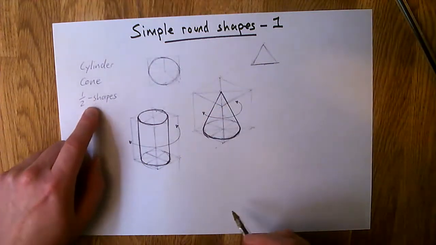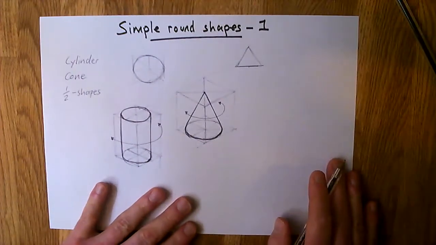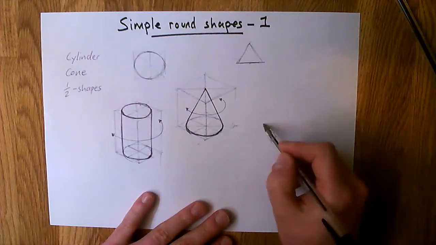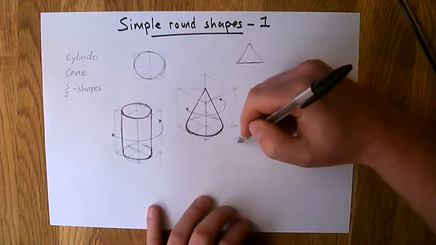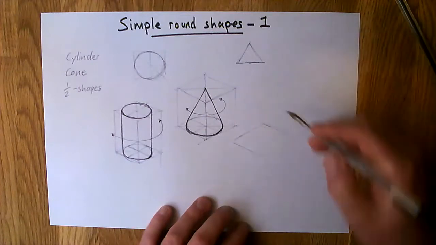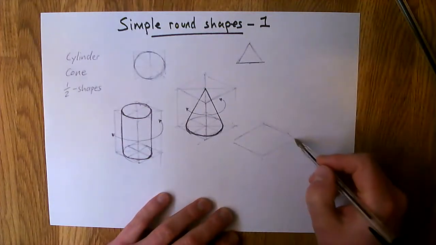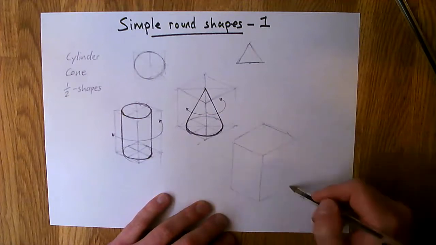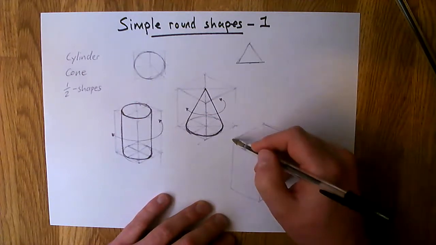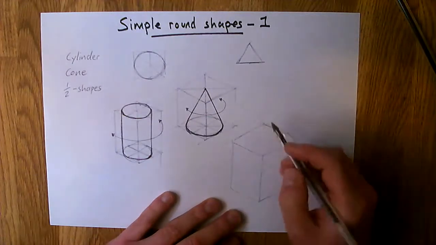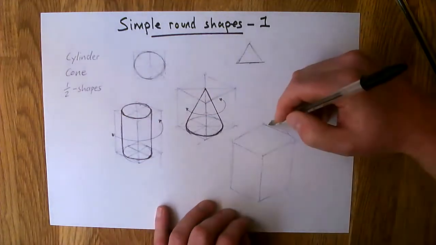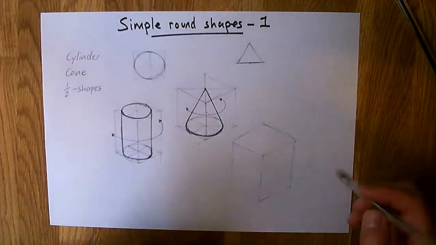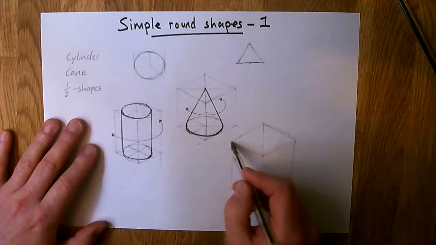Let's talk about half shapes now, because quite often we get shapes which are half round. An example would be something like this. So let's start off by constructing an isometric box. And this is a shape that makes use of a semicircle. So let's put in the construction lines for making a circle.